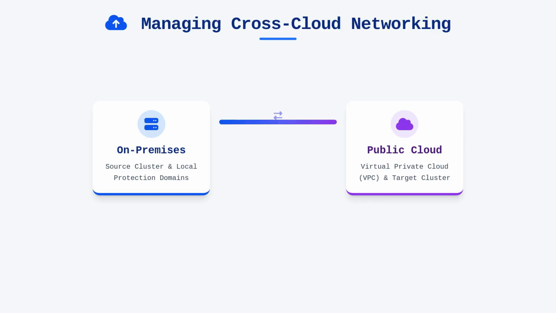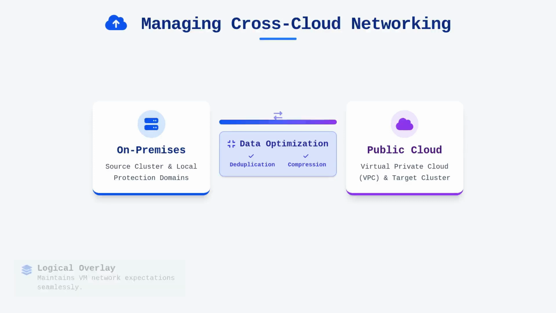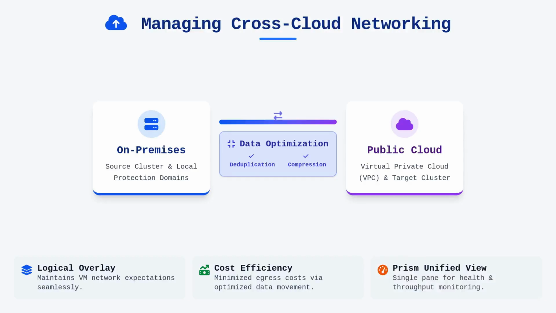The synchronization process leverages the same efficiency features you are accustomed to locally, such as deduplication and compression, before sending data over the dedicated connectivity link. This ensures that you are minimizing your egress costs while maintaining high performance for your critical workloads during the movement of data. By having a unified management view in Prism, you are able to monitor the health and throughput of these cross-cloud links just as easily as you would monitor a typical inter-switch link in your primary facility.